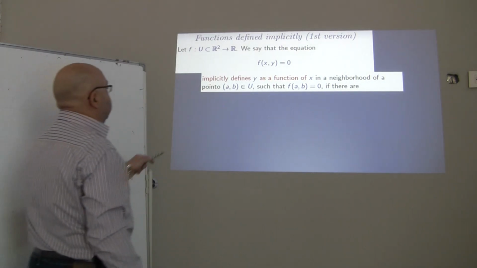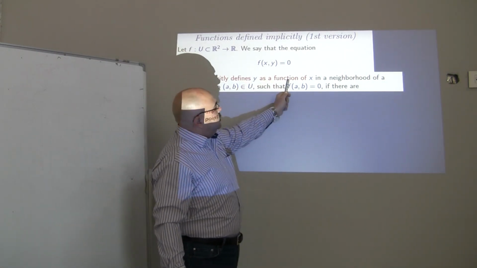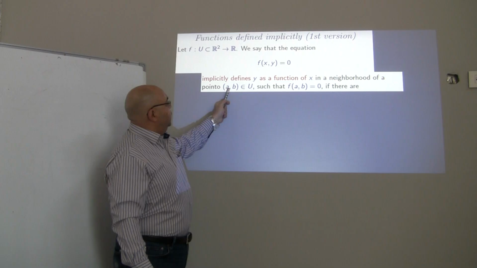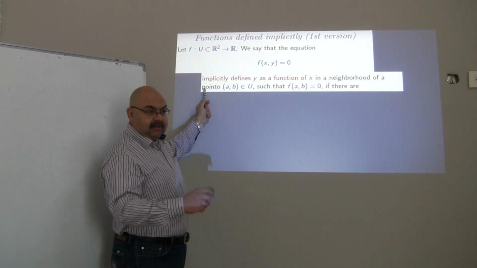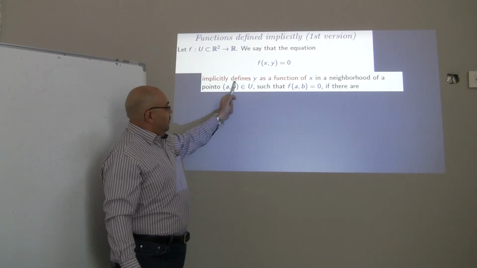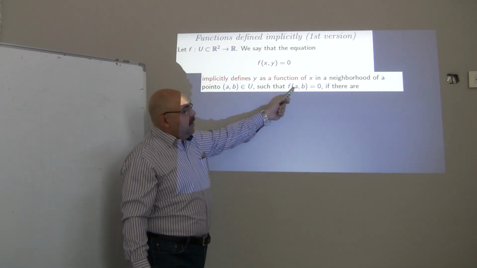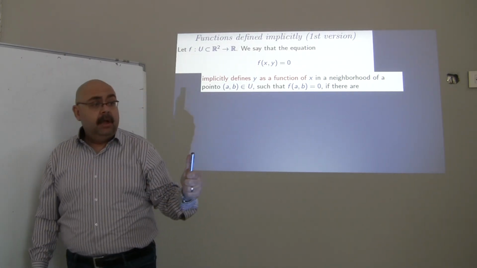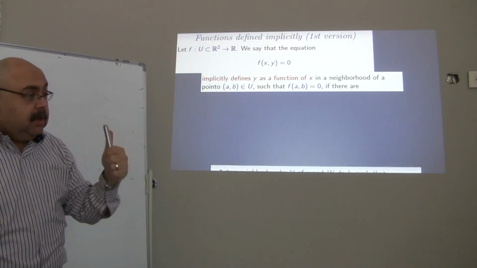Implicitly defines y as a function of x in the neighborhood of a point (a, b), such that f of (a, b) equals 0. So that's the check that the function is equal to 0.